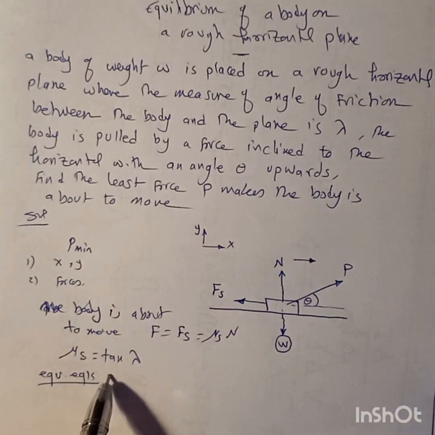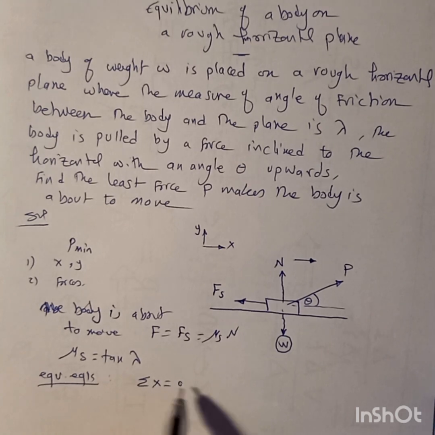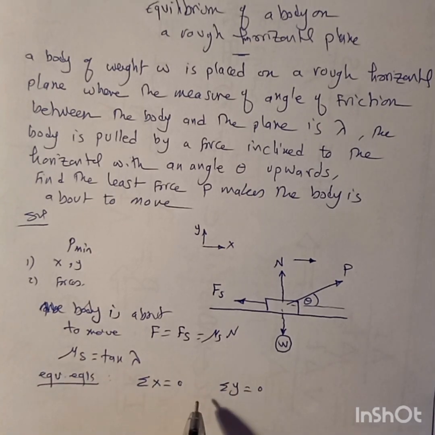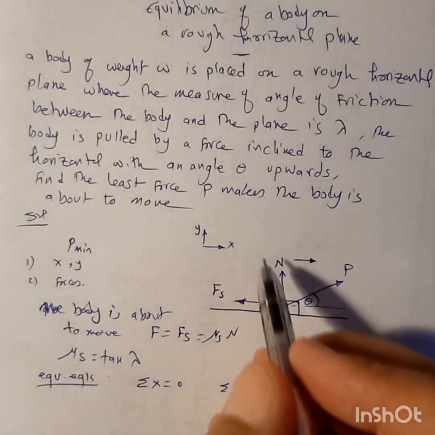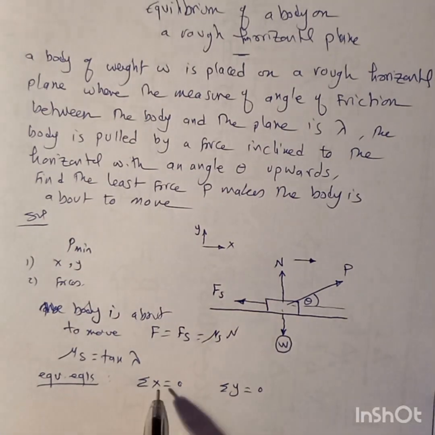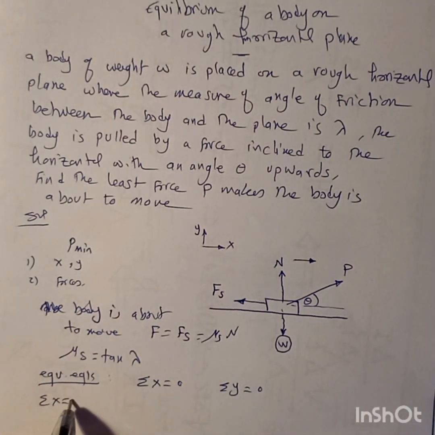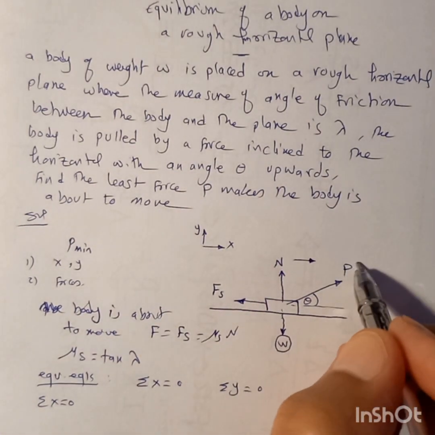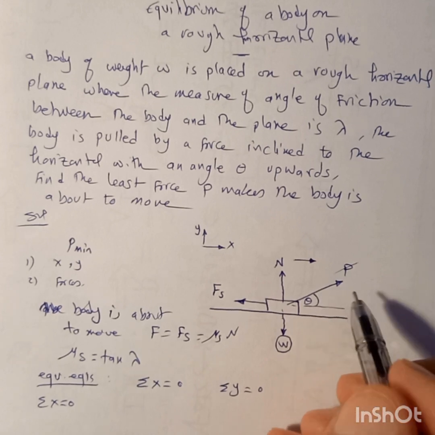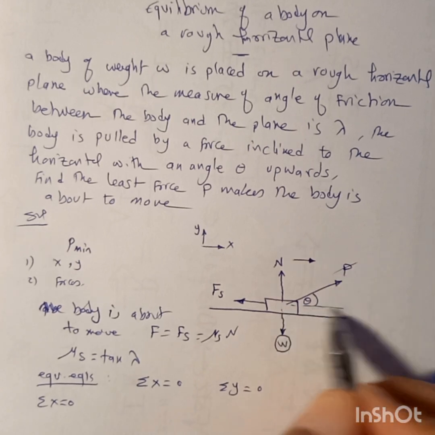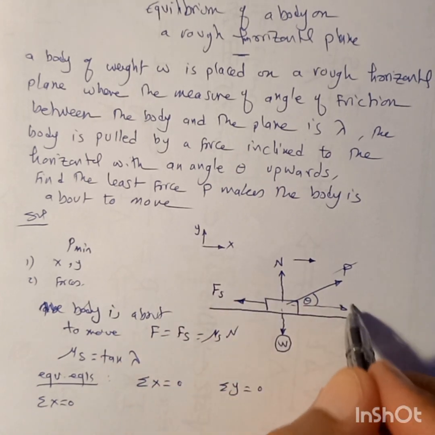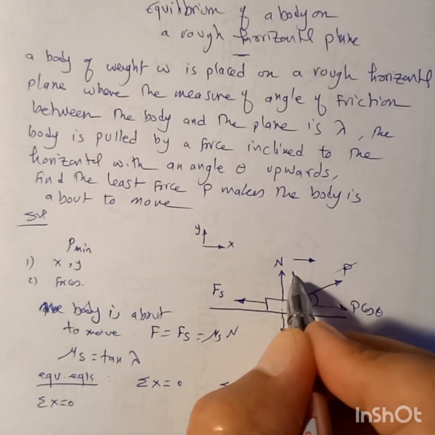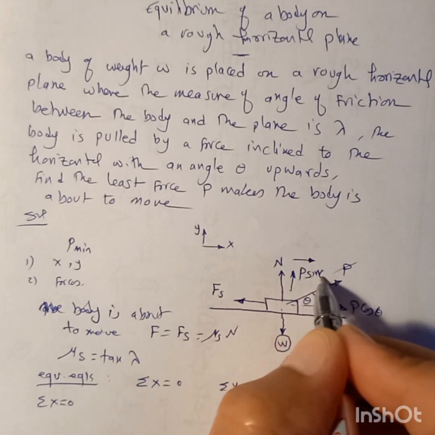equations. We have two equations: summation of x equals 0 and summation of y equals 0. The components of the forces in the x direction, as we assumed in the horizontal direction, equal 0, and in the y direction equal 0. We'll start with summation of x equals 0, but first we have to resolve this inclined force in two orthogonal directions, in the direction of x and y. Then we have here P cosine theta, and in this direction we have P sine theta.